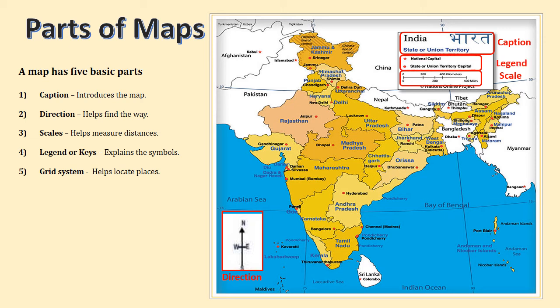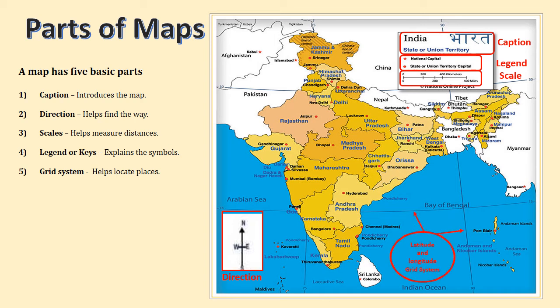The fourth important thing which is found on all the maps is legend or keys. Without the help of legend or keys, it will be very difficult to understand a map. So all the maps have legend or keys, which give a reader an idea to understand the symbols and signs mentioned in the map and their meaning.